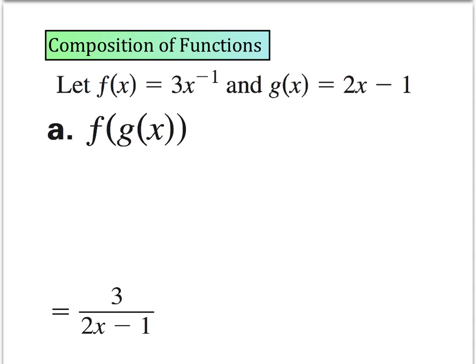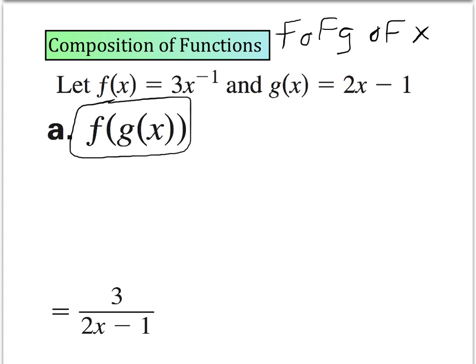Okay, so for our first example, we're going to have our f of x equals 3x to the negative 1, and our g of x equals 2x minus 1. So like I said, the way we write this is f of g of x. So the way we say that is f of g of x. So let's make sure we're saying that correctly in class.